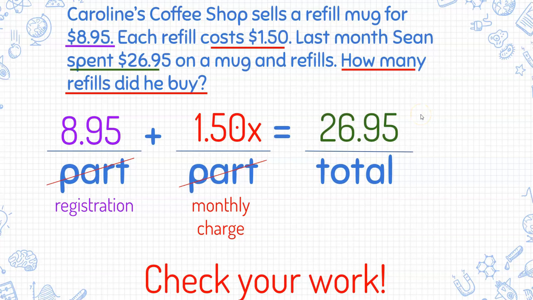And so we can see in this problem it ends up looking like this, where you have the number, which is 1, of the mug, that should say mug, not registration, times the $8.95, which is the cost for 1 mug, plus $1.50, which is the cost for 1 refill, times X, which is representing how many refills he bought, and that equals the total amount right here, the $26.95. Then you go back and check your work and make sure everything makes sense. Solve for X, and that'll tell you the number of refills that he bought. So hopefully that helps to go back to review.